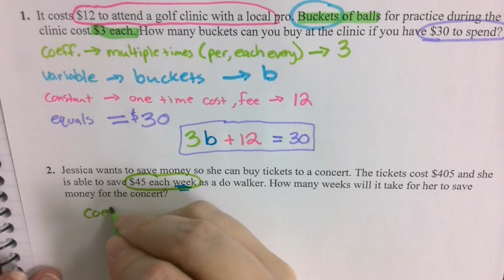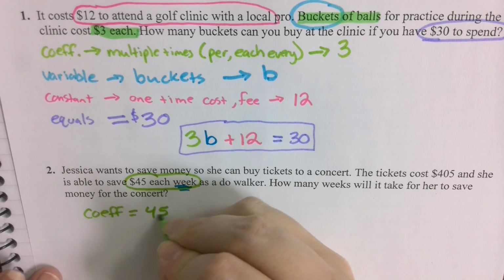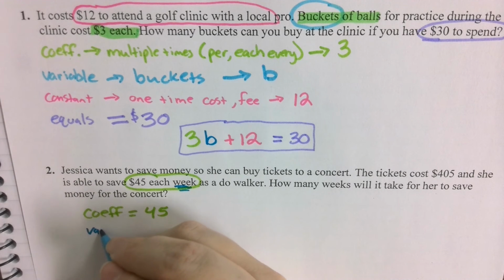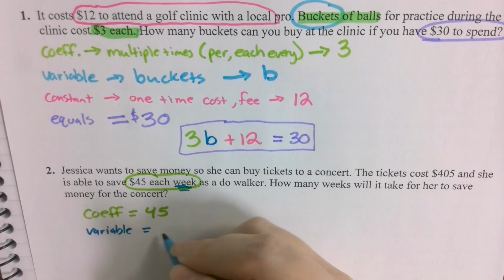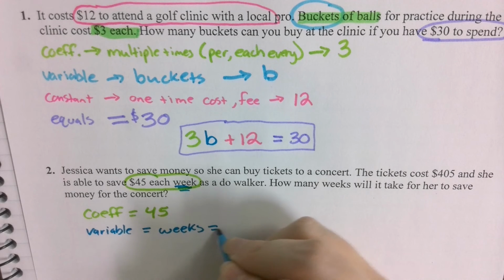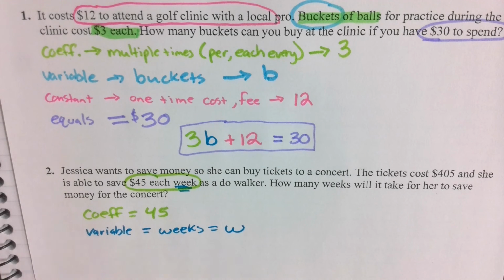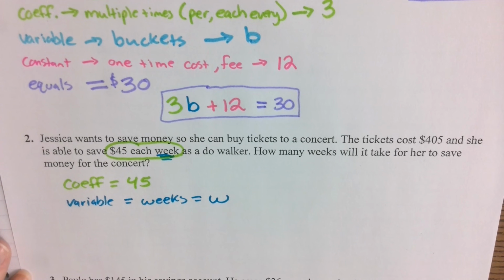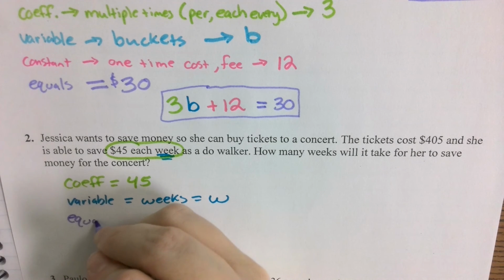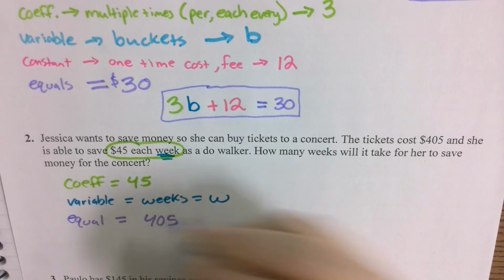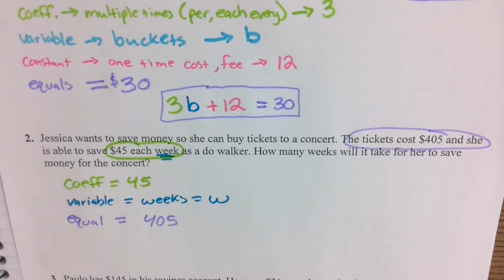So our coefficient is going to equal 45. Our variable is going to equal weeks, which is the W. Do I have a constant? Do I have a one-time fee? Do I have any money saved up yet? No. So I don't have a constant here. How much money do I need to save? I need it to equal $405. That's the final cost of what it needs to be, that $405.